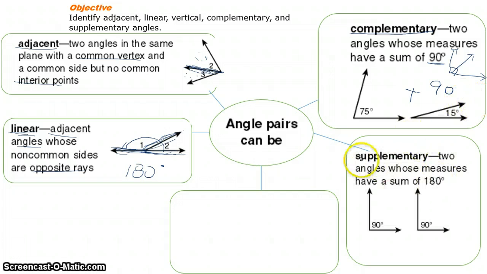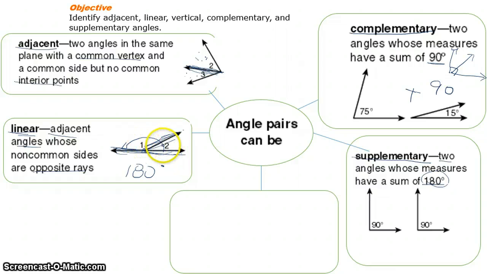The next one are our supplementary angles. Supplementary angles, again, are two angles whose measures have a sum of 180 degrees. So if we look at our two angles down here, we have an angle with 90 degrees and an angle with 90 degrees. Well, 90 plus 90 equals what? 180.